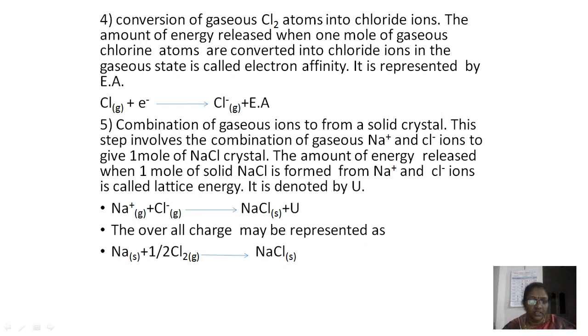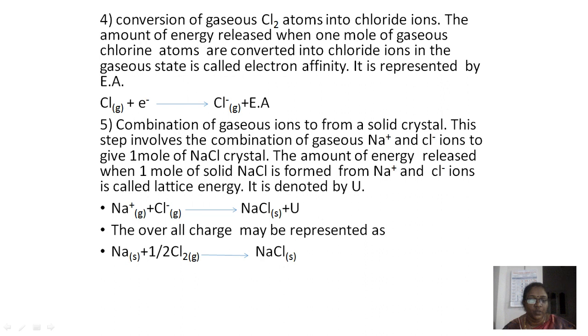Then combination of gaseous ions to form a solid crystal takes place. This step involves the combination of gaseous Na plus and Cl minus ions to give 1 mole of NaCl crystal. So the amount of energy released when 1 mole of solid NaCl is formed from Na plus and Cl minus ions, this energy is called lattice energy. It is denoted by U.